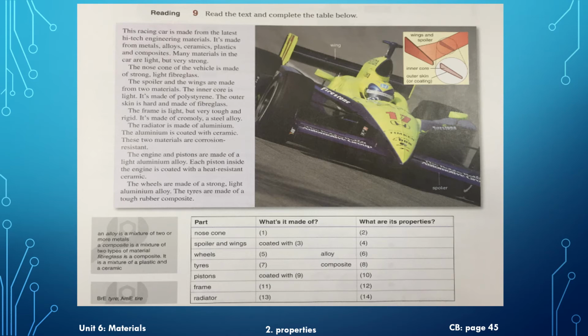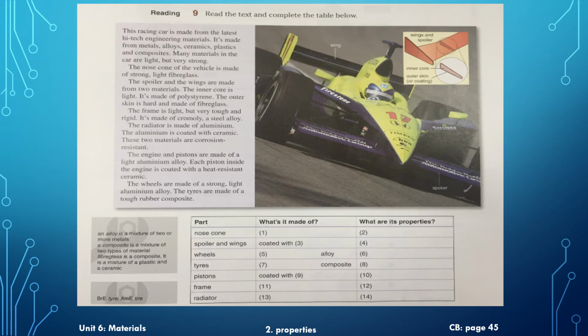You have to look at the box at the bottom to the left. An alloy is a mixture of two or more metals. A composite is a mixture of two types of material. Fiberglass is a composite. It is a mixture of plastic and a ceramic. Now let's go back to the text.